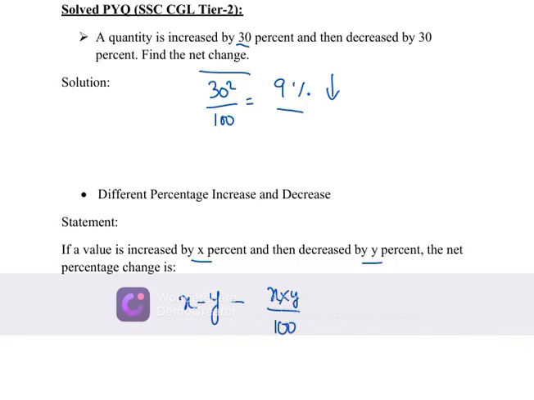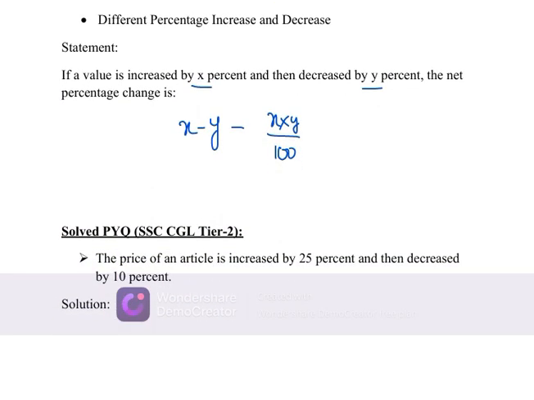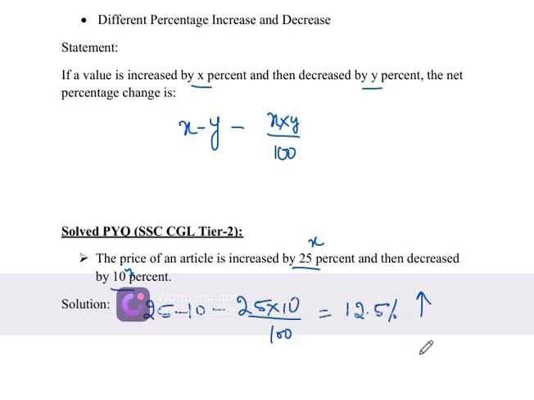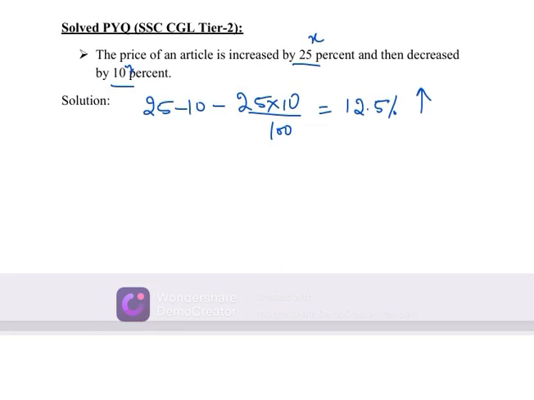Let's see a question based on this. The price of an article is increased by 25%, which is the value of x, and then decreased by 10%, which is the value of y. In this case the net change will be 25 minus 10 minus 25 into 10 divided by 100. When you solve this equation, you will get 12.5%. So a 12.5% increase in the value. The net change is an increase, as you can see that the percentage is more in the increase. So it is a simple ready-to-use formula; it will save your time.